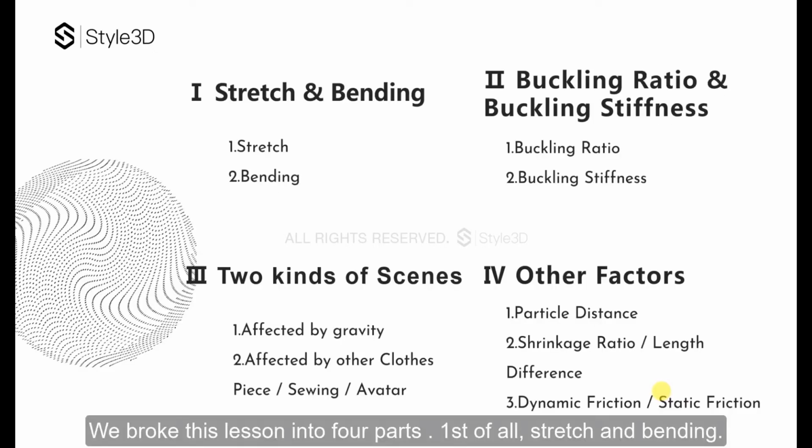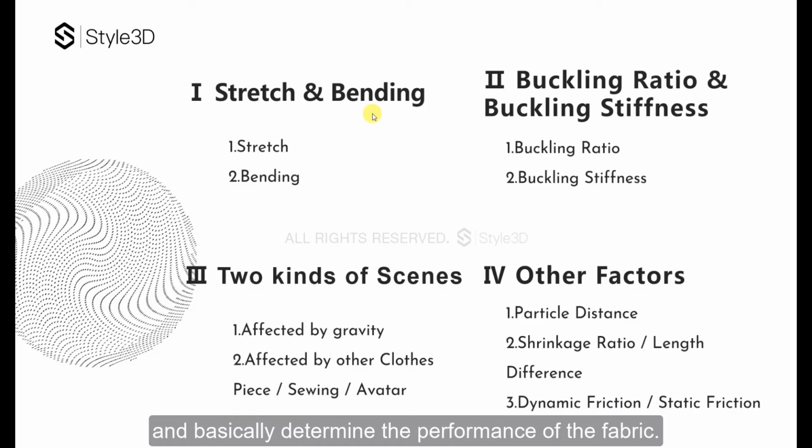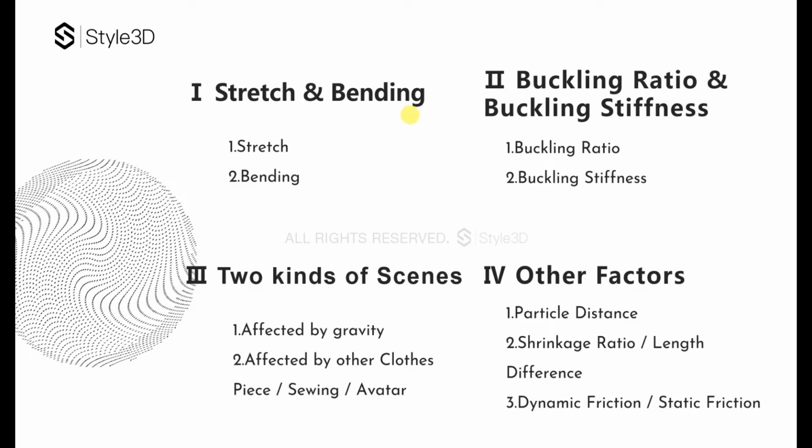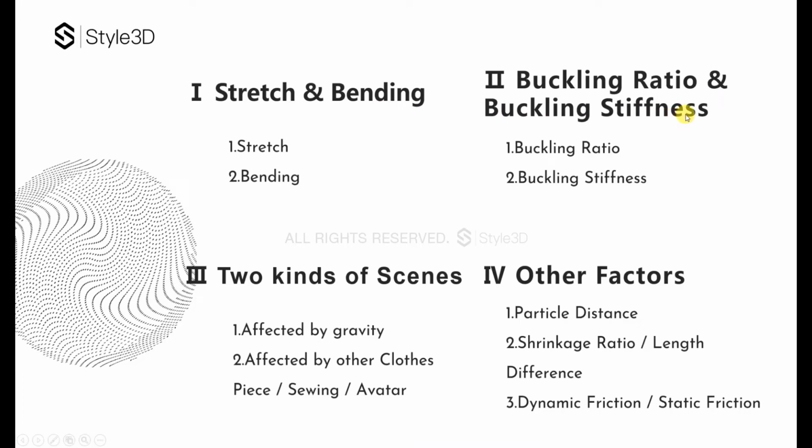We broke this lesson into 4 parts. First of all, stretch and bending. These 2 parameters are the most basic parameters that affect the fabric in Style3D and basically determine the performance of the fabric. Second, buckling ratio and buckling stiffness.